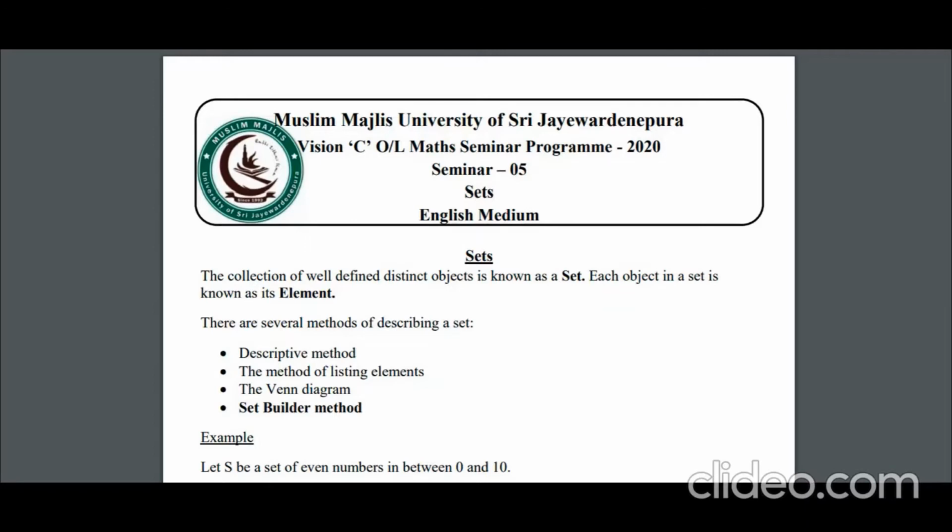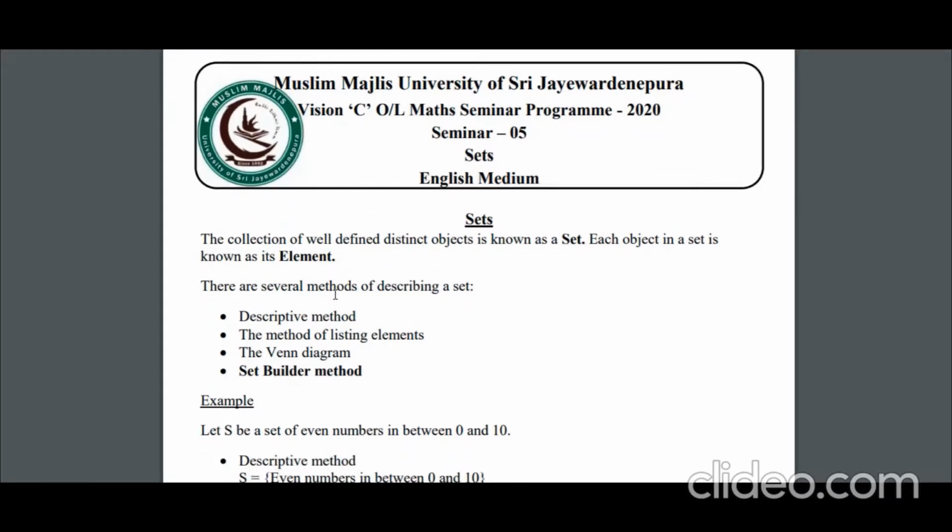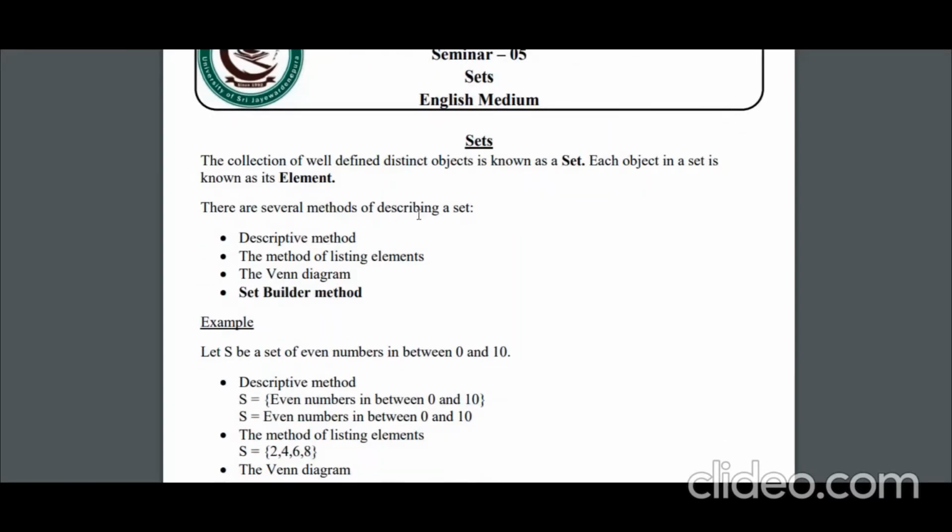So if you have certain elements, how can you group them together? For that we can use a set. A set is a collection of well-defined and distinct objects, and each object is called an element. So a set is basically a collection of elements. There are several ways of describing a set.